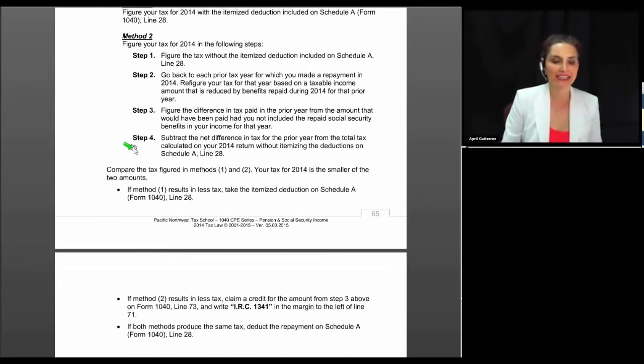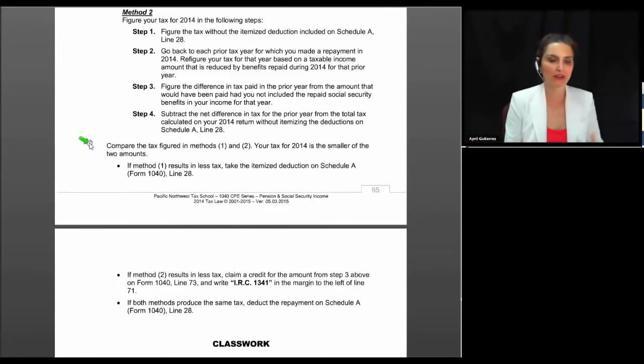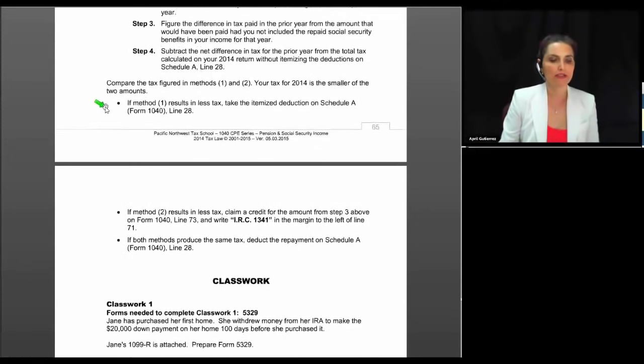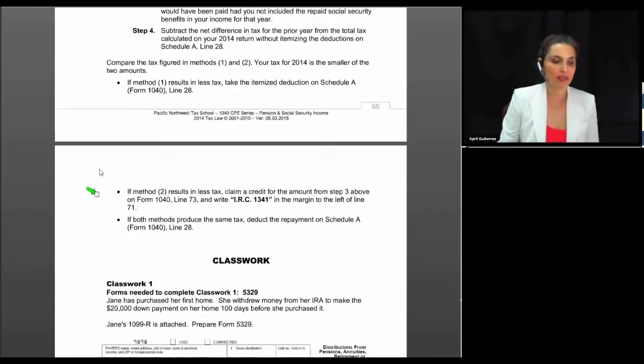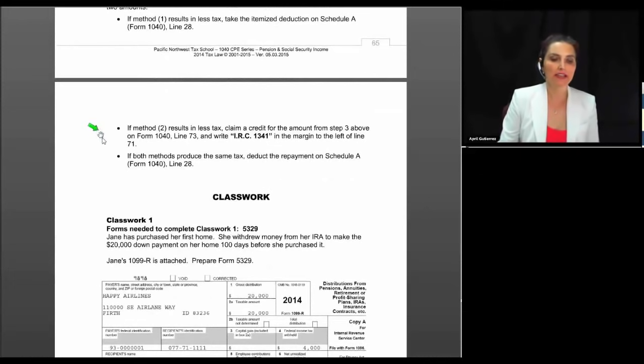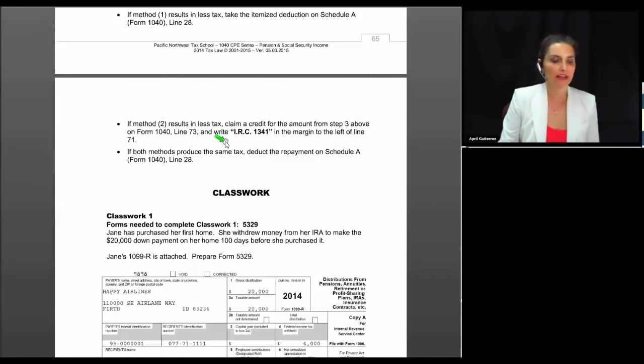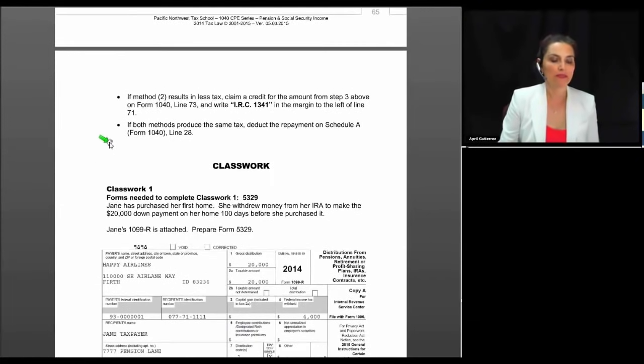Subtract the net difference in tax for the prior year from the total tax you calculate on 2014 without itemizing deductions. You then compare the net tax figured under both methods, and if tax for 2014 is less by using method 1, you're simply going to claim the itemized deduction on Schedule A and you're done. But if method 2 results in less tax, claim a credit for the amount from step 3 above on line 73 of your Form 1040, and then in the space on the line, type IRC 1341 next to line 71. Now, if both methods produce the same tax, deduct the repayment on Schedule A.